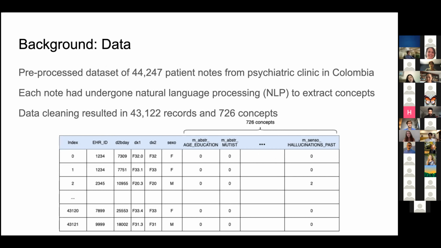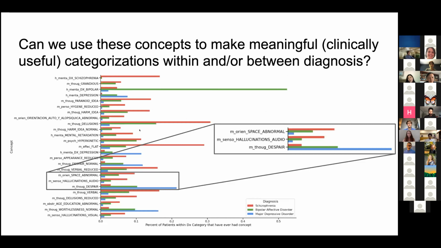This table is an example showing the count of concepts in each note. In this figure, you can see how frequency of certain concepts varies by diagnosis. We explore how these concepts may be useful for making categorizations within and between diagnoses.